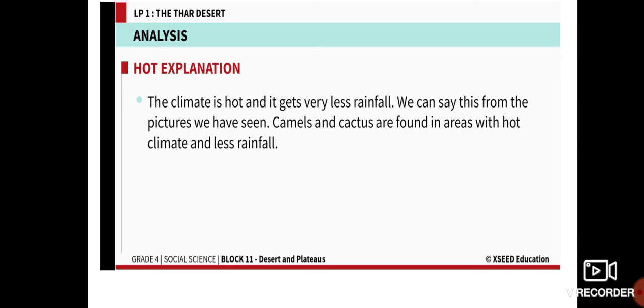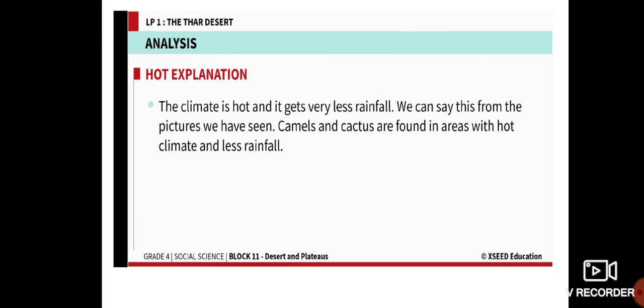Camels and cactus are found in areas with hot climate and less rainfall. Because of that, we can assume that the climate is very hot. We have also seen this from the picture. We have seen the picture of camel and the picture of cactus, and those are found in areas with hot climate and less rainfall.